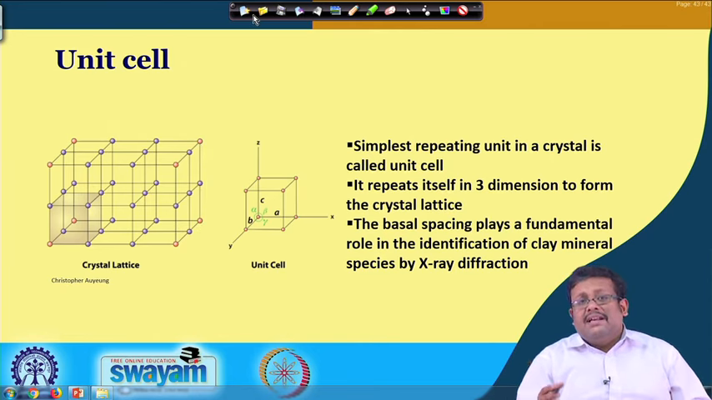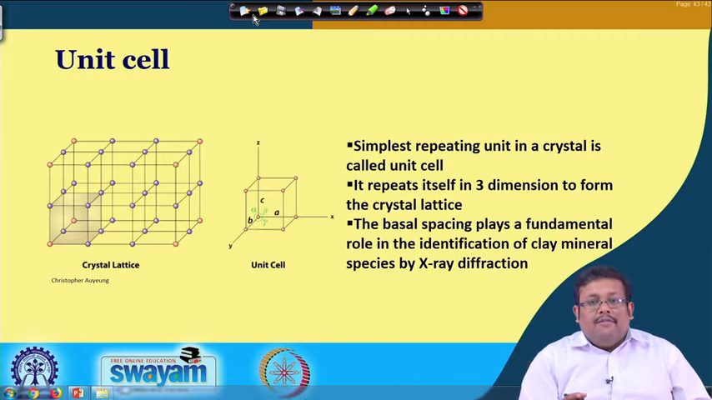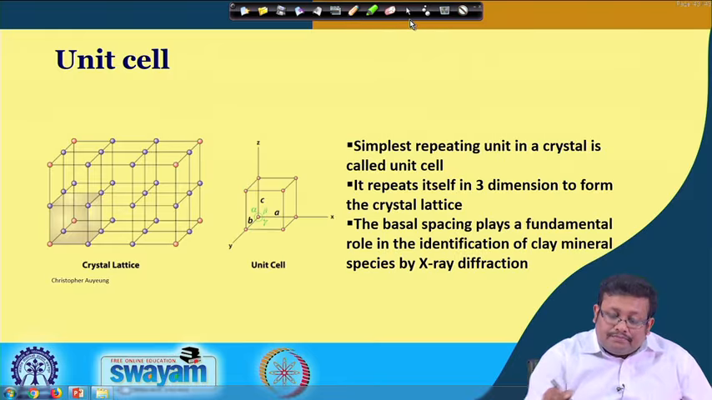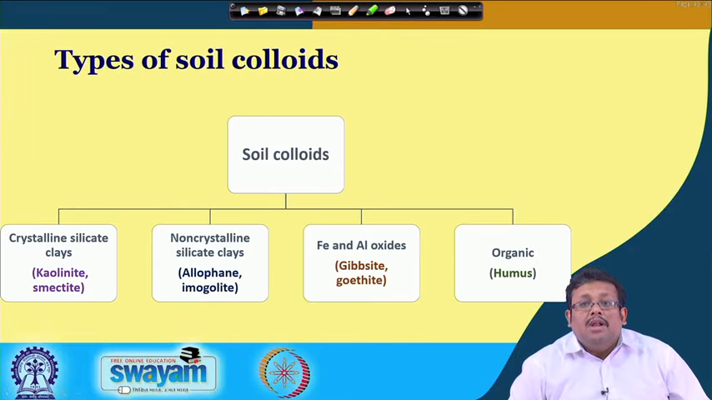So, you have a basic idea of what a unit cell and a crystal lattice are. A similar construction can be found in clay also. We will see that in a while. So, let us go to the next slide and see what the different types of soil colloids are.